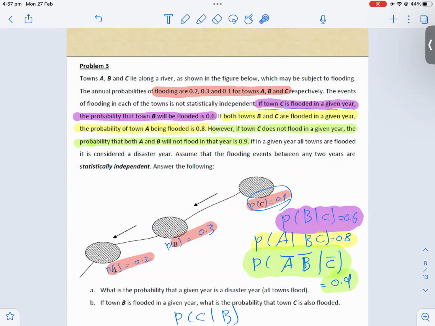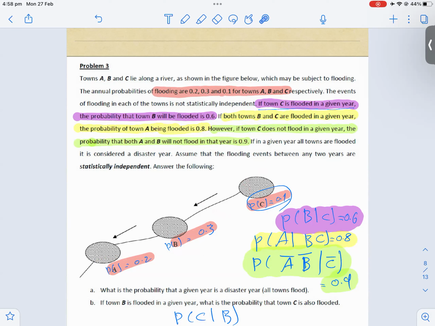Now, if both village B and village C are flooded, then the probability of the last city getting flooded will be so high, 8/10. It's too much. Okay, yellow highlighted, and yellow highlighted is here. I have English writing here, and here mathematics language. Probability of the last city provided that both cities B and C happened. So it will be 8/10.